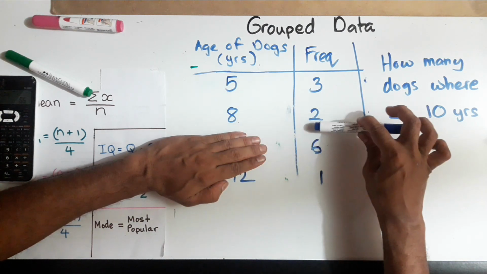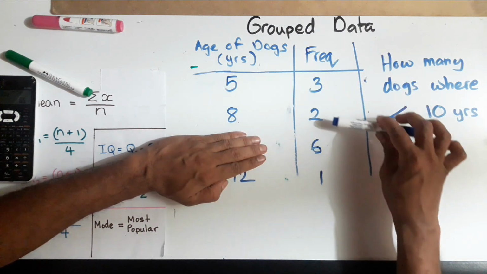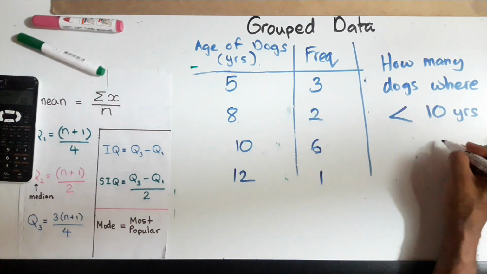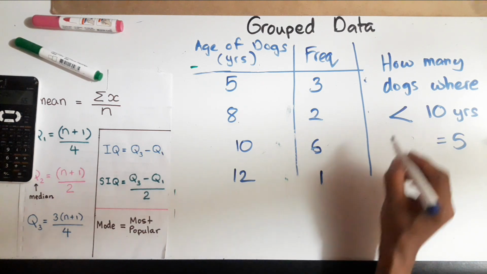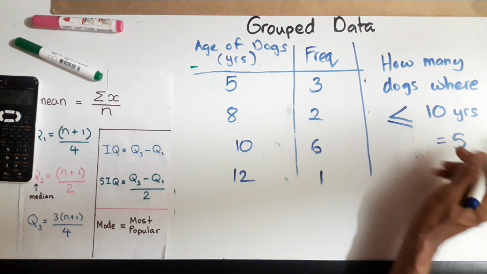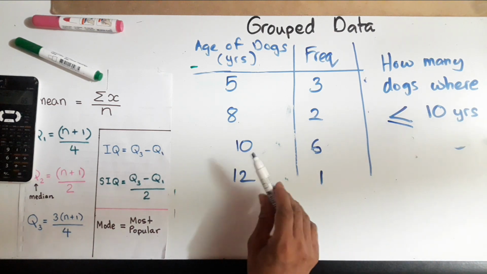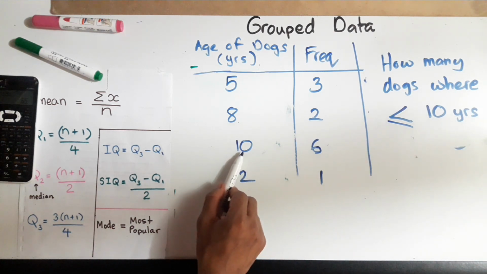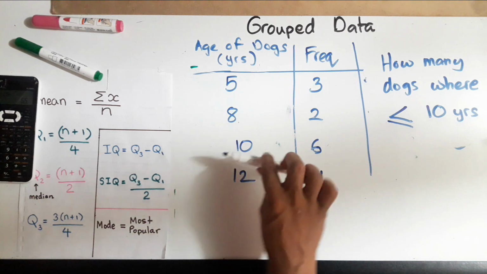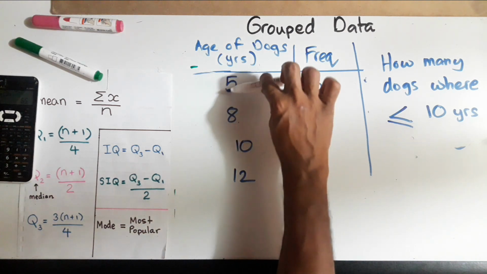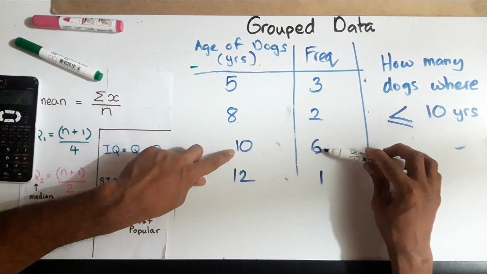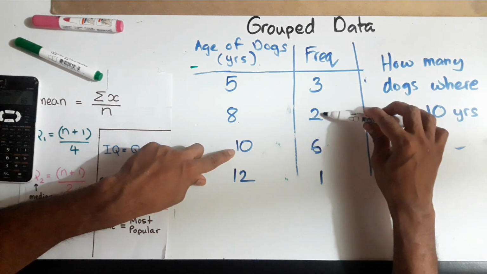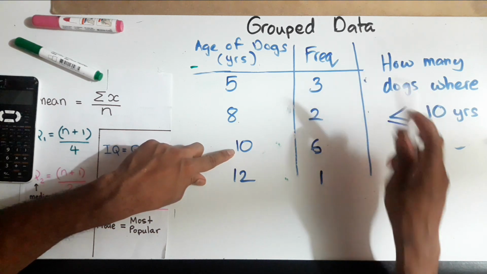So how many dogs were less than 10 years? 2 plus 3, which is 5. That's the amount of dogs less than 10 years. But if they put less than or equal to, that means the 10 is equal to the 10, and you have to accommodate everyone less than that also. So less than or equal to the 10 years would be 6 plus the 2 plus the 3.